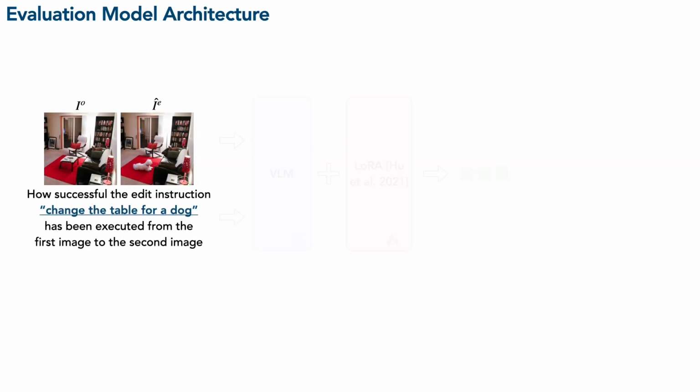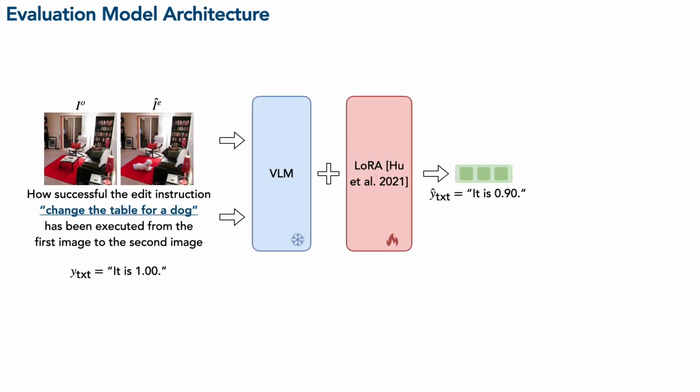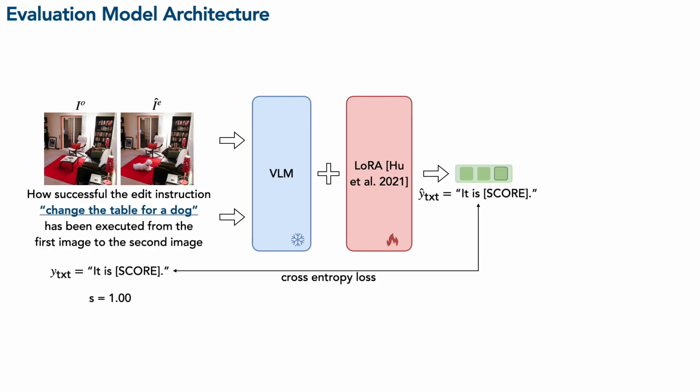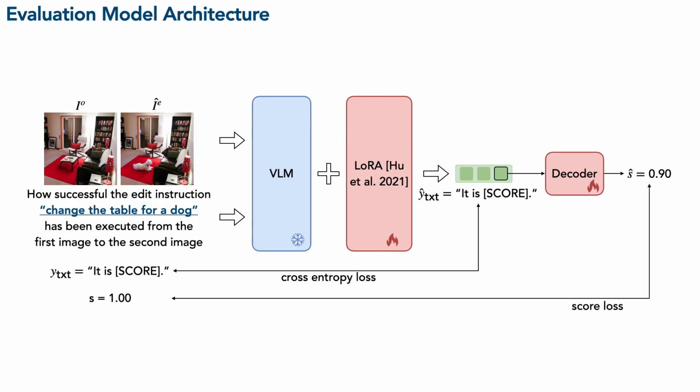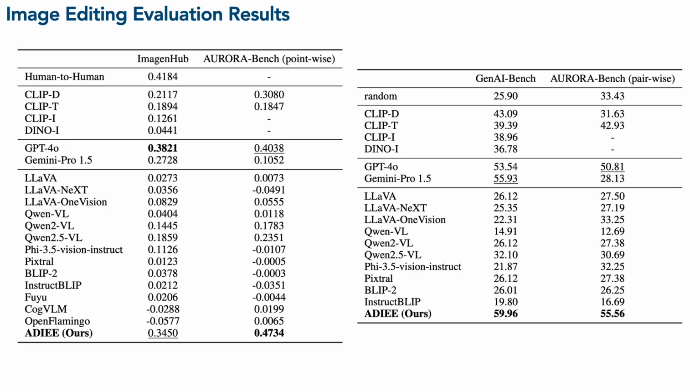After constructing our training set, we input the original image, the edited image, and the instruction into a VLM fine-tuned with LoRA, and the model outputs a quality score in text. Directly generating scores as text leads to issues such as hallucinations. Instead, we design the model to output a special score token, whose embedding is decoded into a single numerical score. The model is optimized with two objectives: a cross-entropy loss for text reconstruction and the L1 loss for score accuracy, combined into a weighted sum. Our method shows superior alignment with human judgment for image editing evaluation across multiple benchmarks.